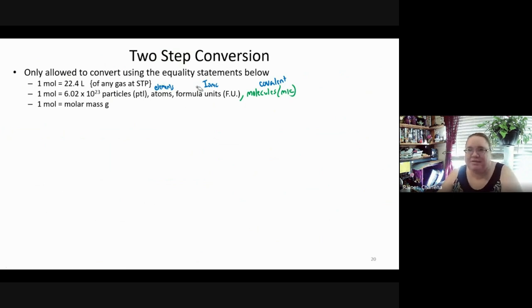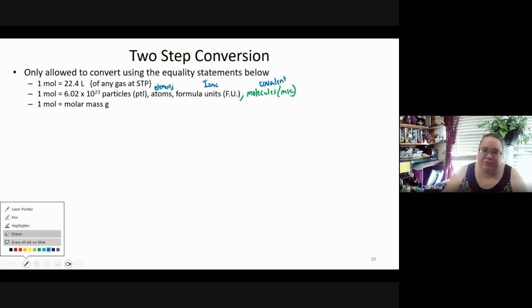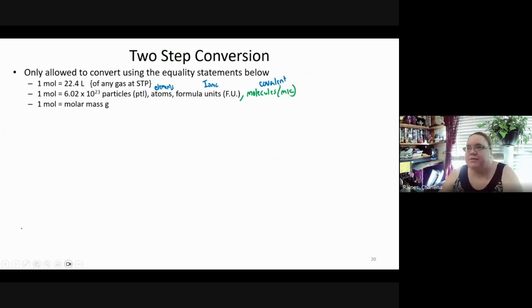So I sometimes say particles, sometimes say molecules. They are interchangeable. It's like, my name is Samuel and I go by Sam. Still the same person. So STP. STP stands for standard temperature and pressure.